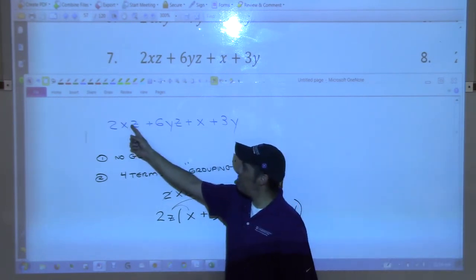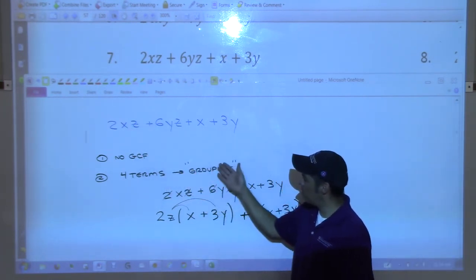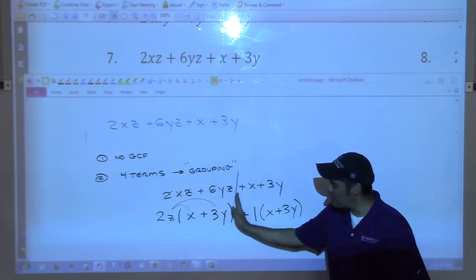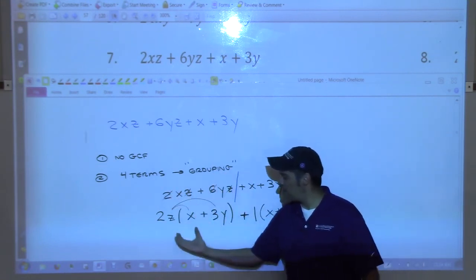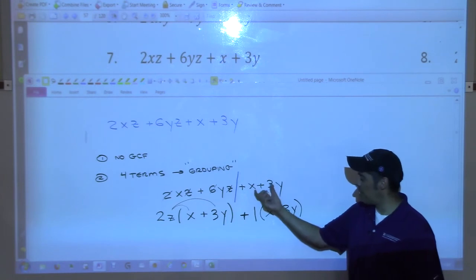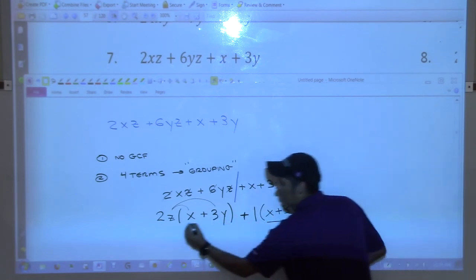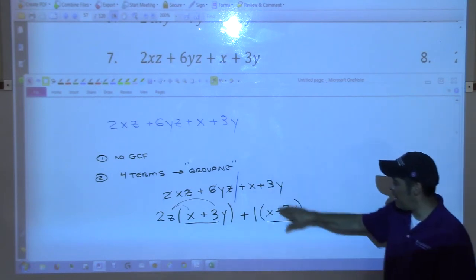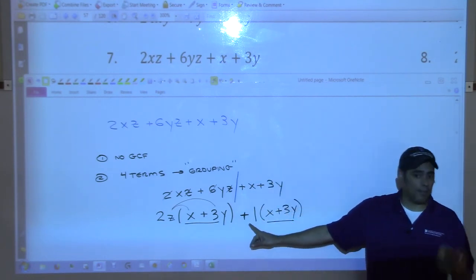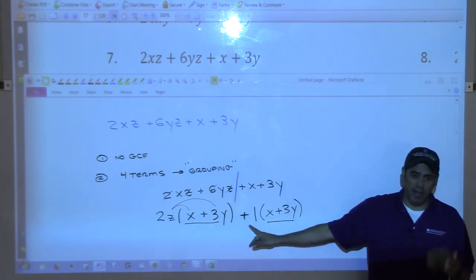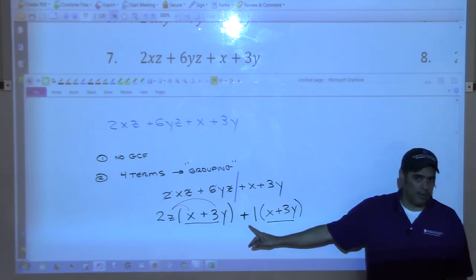Originally, there was no GCF, so we moved on. We counted 4 terms. We went to grouping. Grouping said slash it right here, GCF out of this one, and then go to the second one, look for a GCF, but these two pieces have to match. So we put this down here, and that forced us to put a 1 out here. Okay, it had to be something, so we put a 1.